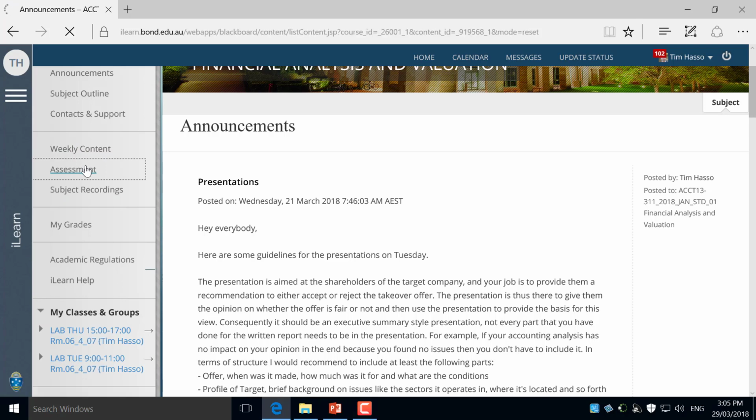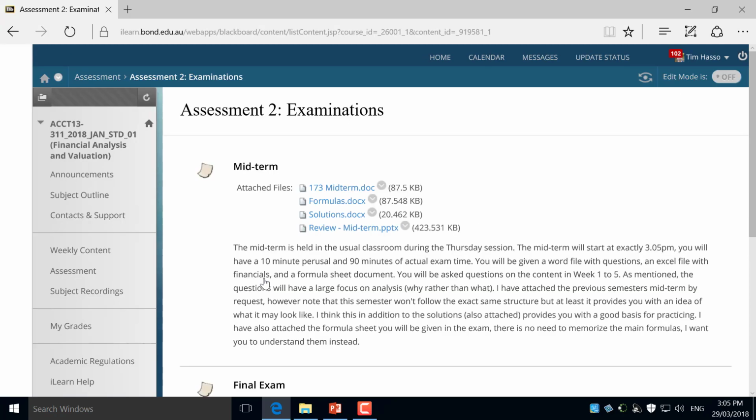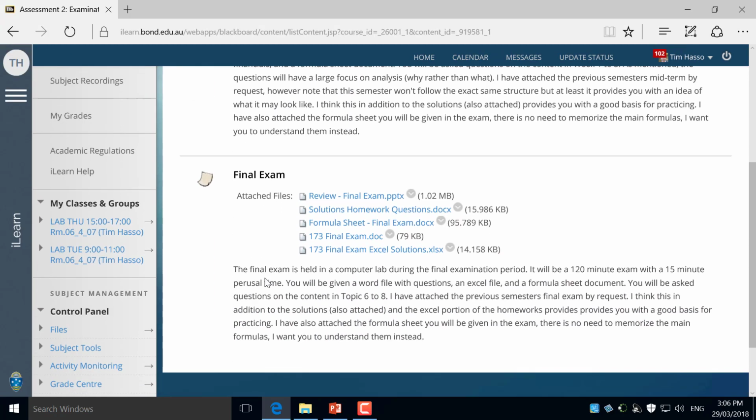So if you go to the assessment folder and then you go to the examinations folder, what you'll find is today's review session, the solutions for the homework question, the formula sheet that will be on the final exam, last semester's final exam, and the solutions for the Excel portion of that final exam. So everything that you need is here. So basically what we're going to be doing today is really going through, again, the past 3 weeks of content.